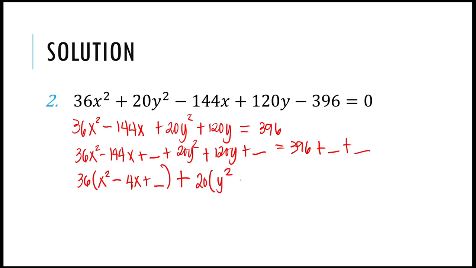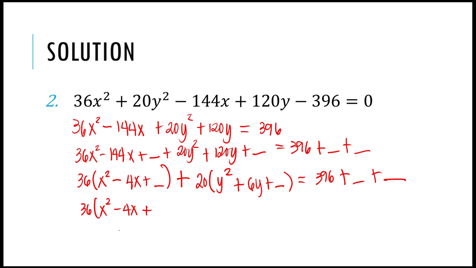So, we have 20 times the quantity y squared plus, of course, that is 120y, so what is left is 6y plus a blank. And again, what is added on the left side should be also added on the right side. Now, mas madali na siyang i-complete the square kasi yung coefficient natin, doon sa loob ng parenthesis, yung coefficient ng x squared is 1. So, what are we going to add?